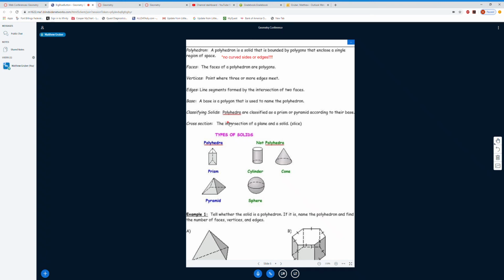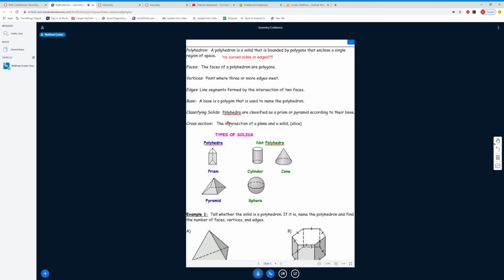Section 11.4. This is all about three-dimensional figures. It's very definition heavy, so let's make sure we understand the definitions. A polyhedron is a three-dimensional solid that's entirely bounded by polygons. There are no curved sides or edges. Okay, that's a big thing. If there's any curves at all, it's not a polyhedron.